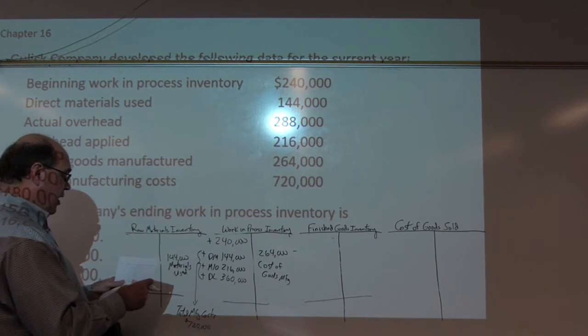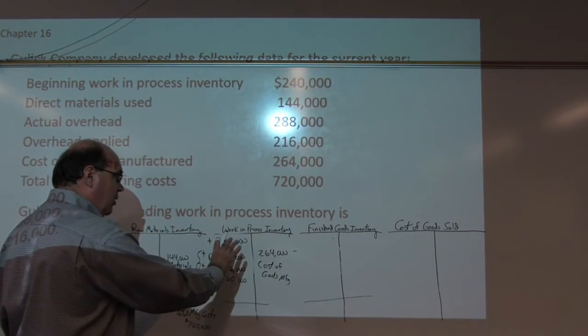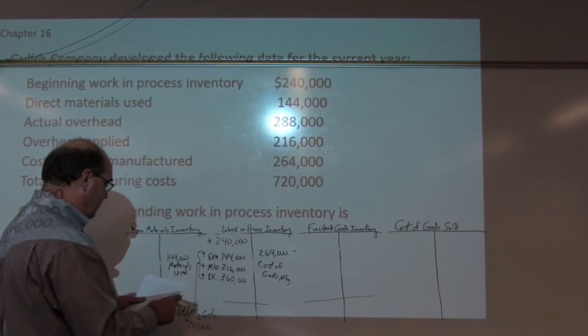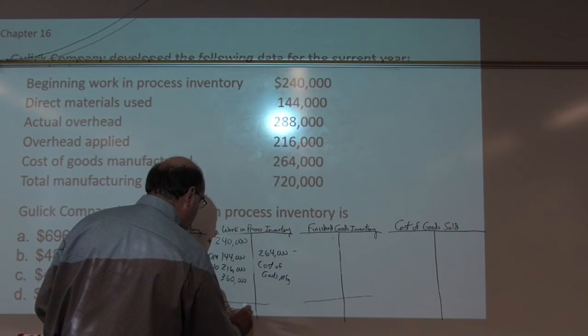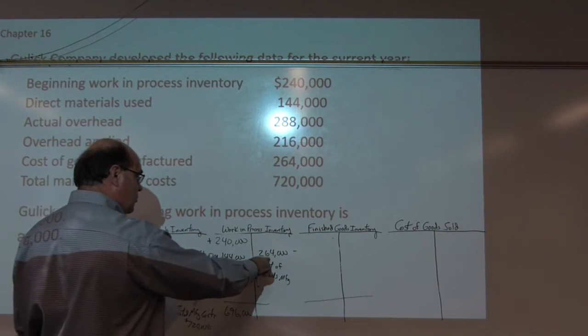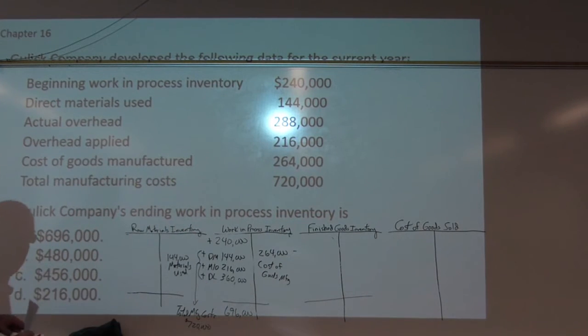How much did I transfer out? I transferred out 264,000, so what I had available I subtract what I got transferred out. What didn't get transferred out must be what's left at the end of the year, and that's $696,000. Again, 240 plus these three, subtract the cost of goods manufactured, 696, and if I come over here, that's the number that I have.